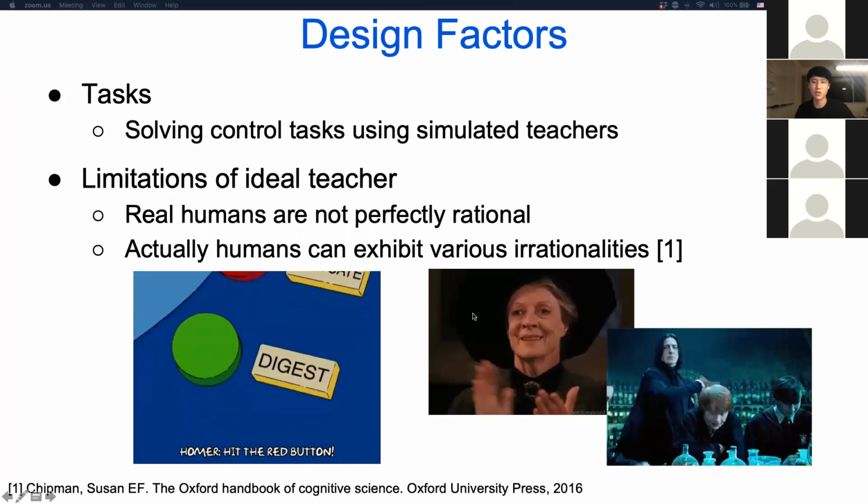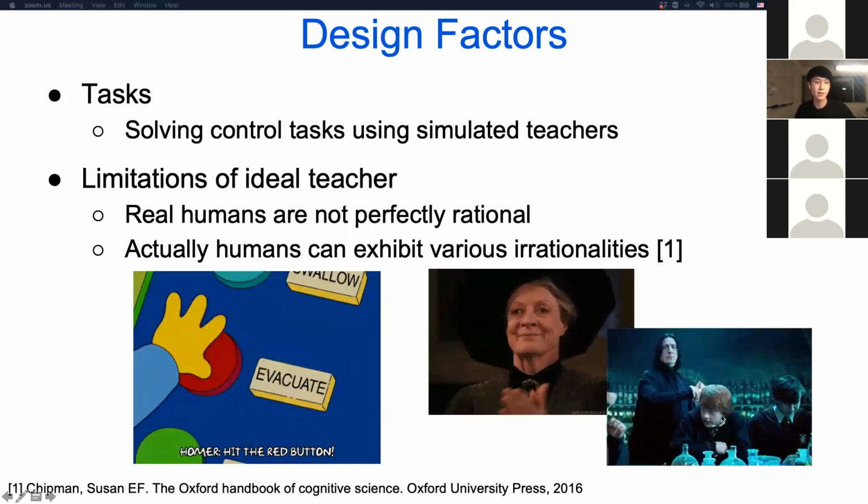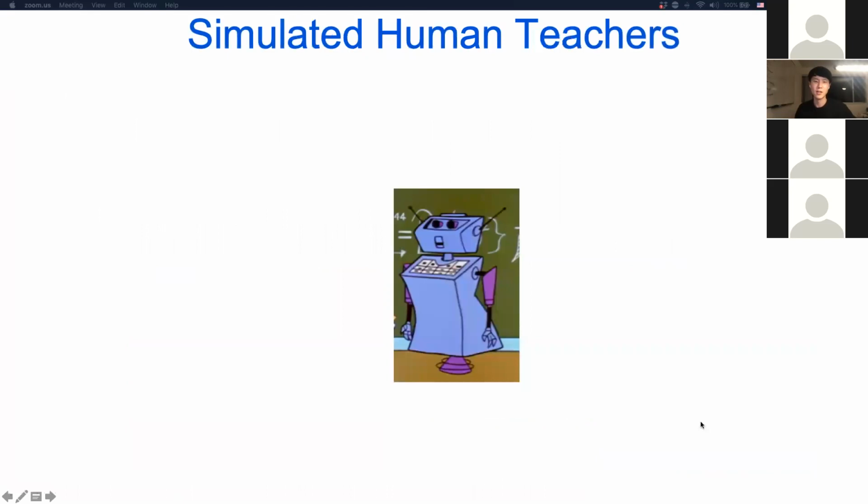Some teachers can be very generous, while some teachers can be very strict, right? So I think it is also relevant to Professor Tesamu's question: depending on who the teacher is, the results can also be different, right? So to design a more realistic model of the human teacher, we can add some functionality to this simulated teacher.